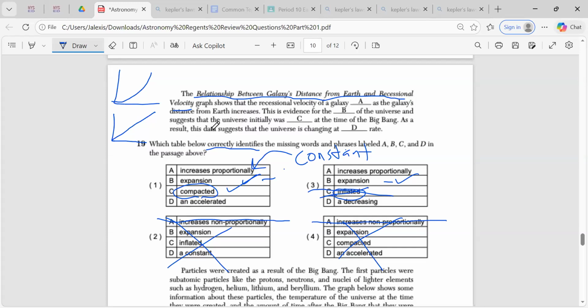And as a result, this data suggests that the universe is changing at an accelerated rate. The universe is expanding, growing bigger and bigger, not at a decreasing rate. It's not slowing down. It's actually speeding up the expansion rate. That's why the correct answer is choice one.